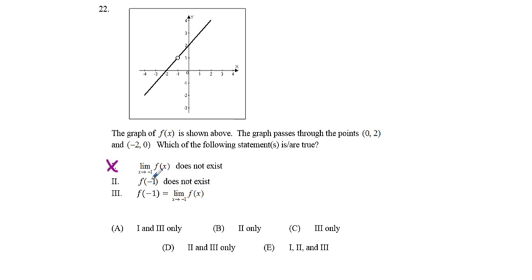Statement 2, f of -1 does not exist. Well, that's true, because if we plug in -1, we get a hole. So I'm going to put a check mark instead of an X. And finally, f of -1 equals the limit. Well, we do have a limit, but f of -1 does not exist, so that is not true. Our only true item is Roman numeral 2 only, so we circle answer B.